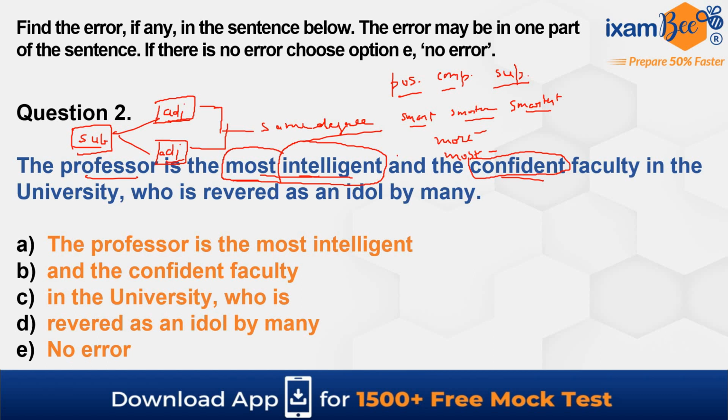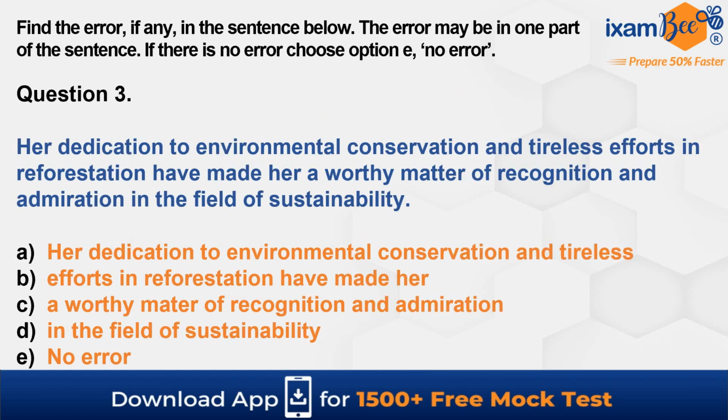There's nothing, right? So what you have to do, if this adjective intelligent is in its superlative form, you have to also make this second adjective that's called confident in its superlative form. Hence, you will place most here. So it will become the most confident faculty, right? So the answer will lie where? In the B part. So in the most confident faculty. Okay. All right. Move to the next question.